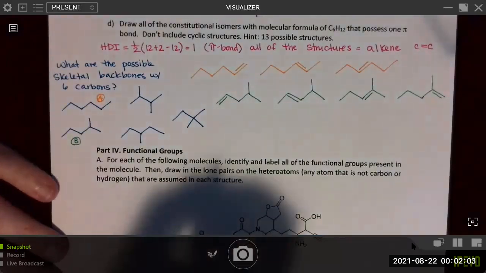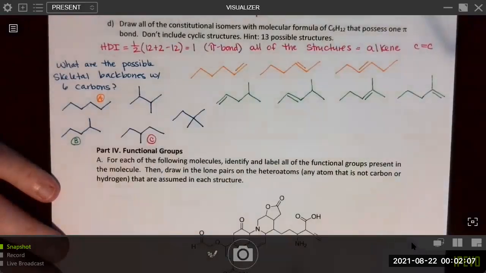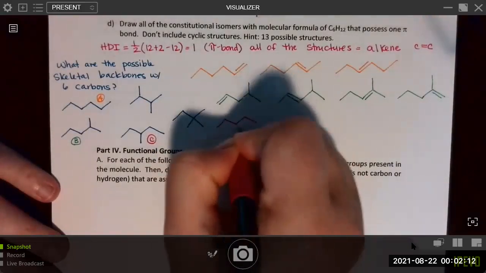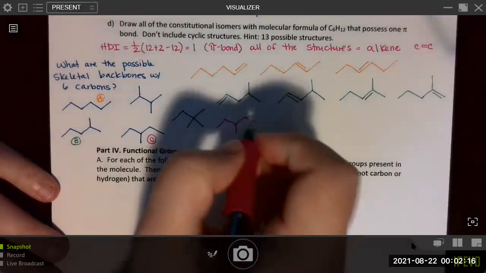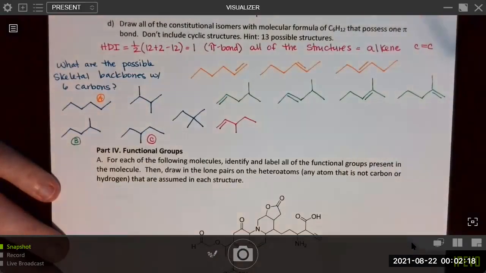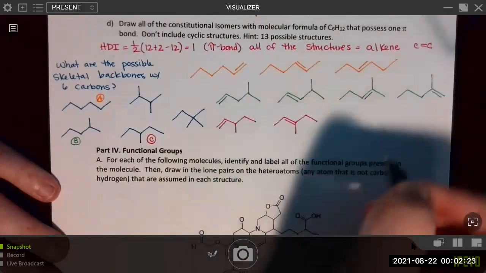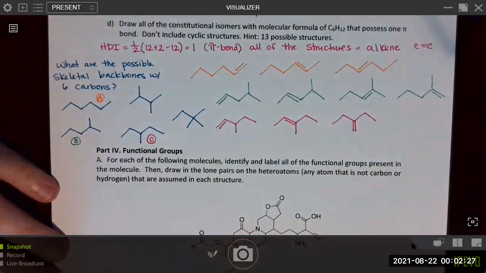What about, let's do this structure next. So we do 1, 2, 3, 4, 5. Figure out all the different places. Maybe start at the end here and here and then here. Right? If I go any further, I'll be repeating structures. So we're only at 3 for that one.